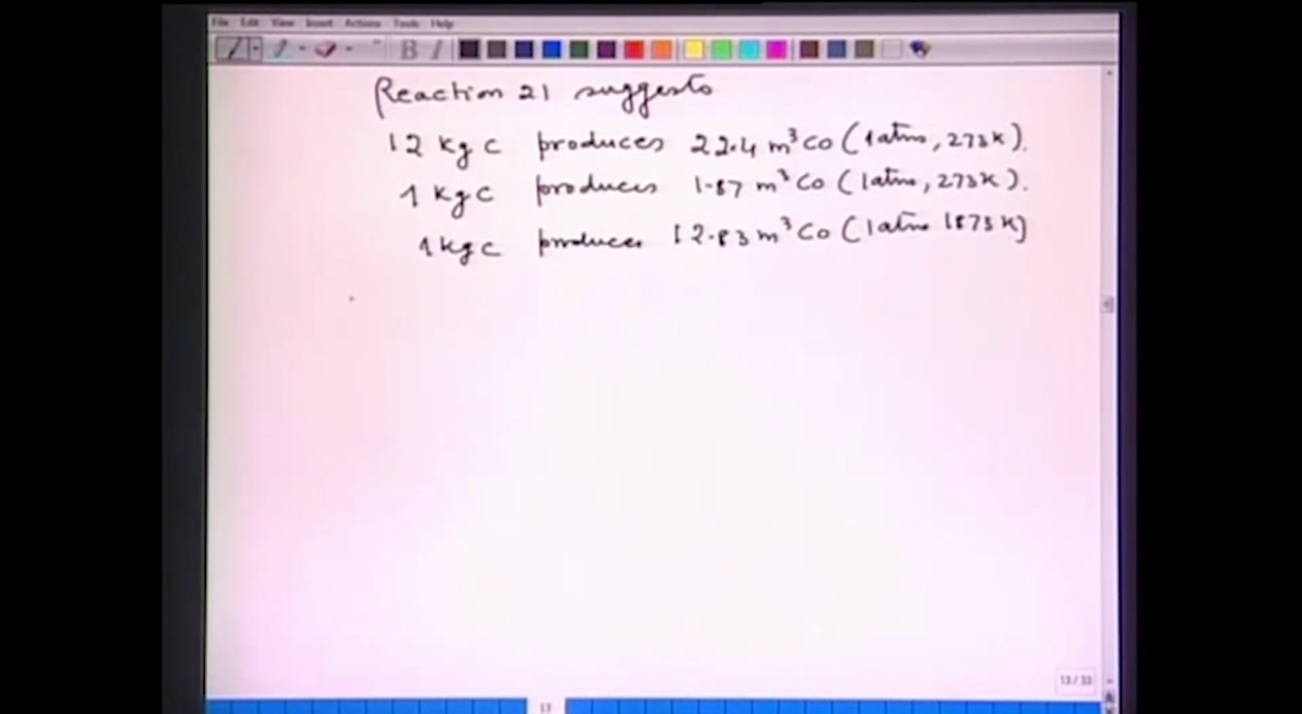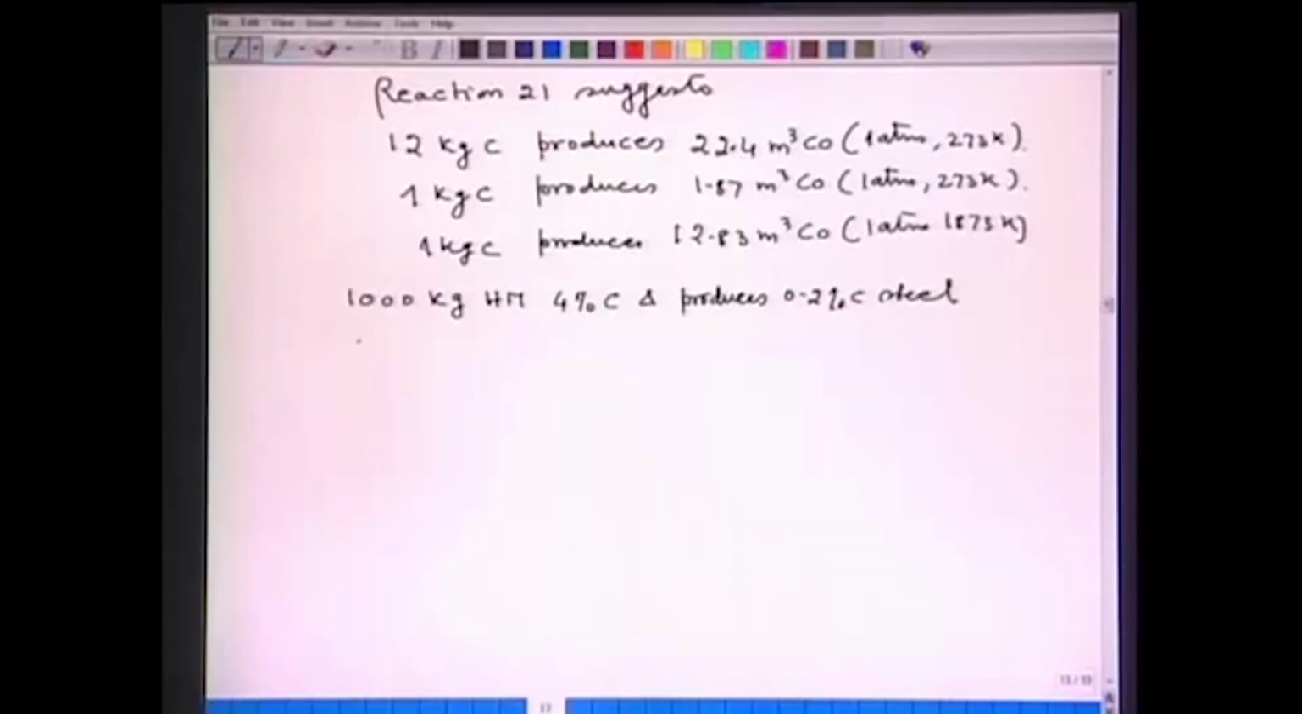Now, suppose I have 1000 kg hot metal which contains 4% carbon and produces 0.2% carbon steel, then what am I doing? Then I am removing 38 kg of carbon. So, the removed carbon is equal to 38 kg.